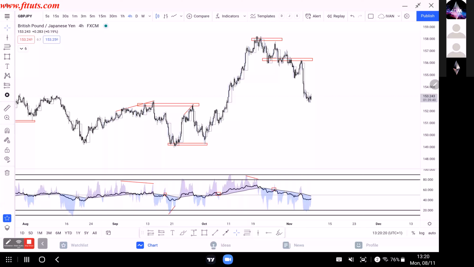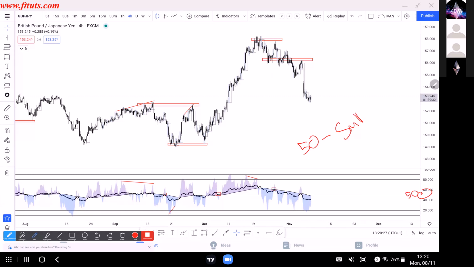Also, this has 50 levels here. I'll explain how it works. 50 levels, I don't know how many people know, they act as support and resistance. They do have their own false breakouts on the indicator, return, pullbacks, and stuff like that, but we don't need to talk about that now.